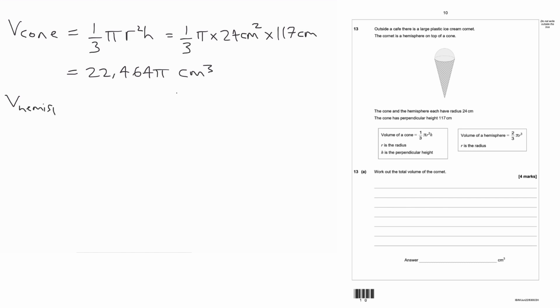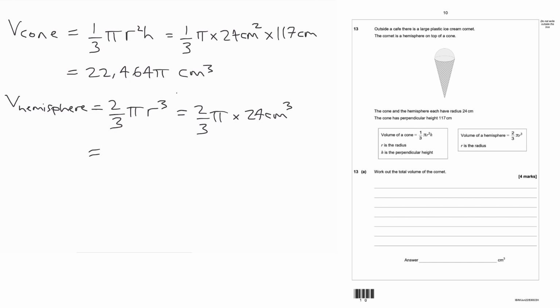And now we'll do the same thing with the hemisphere. So the volume of the hemisphere is equal to 2/3 pi r cubed. And again, we only need r here, which we already know. So this is equal to 2/3 pi times 24 centimetres cubed.